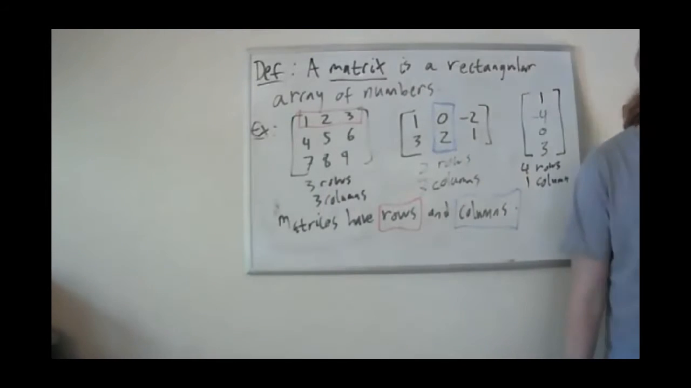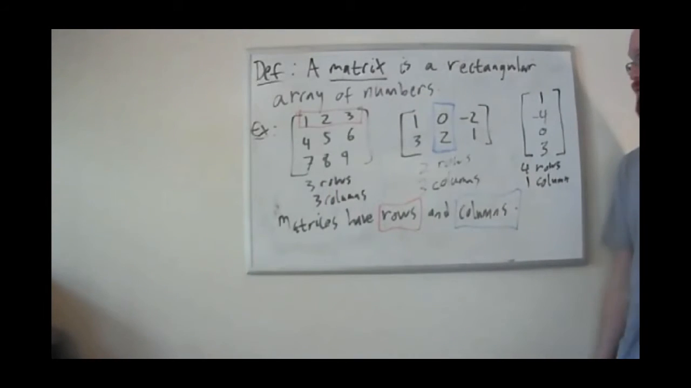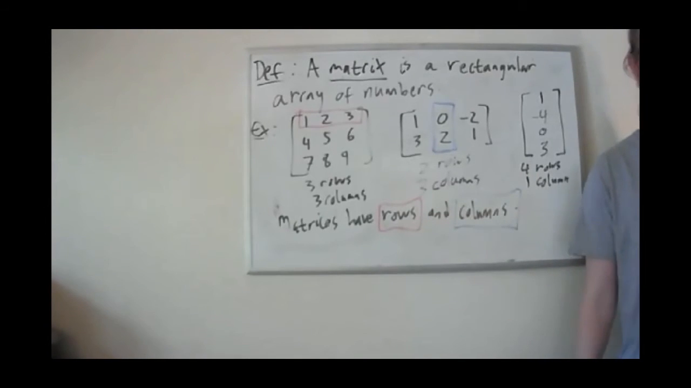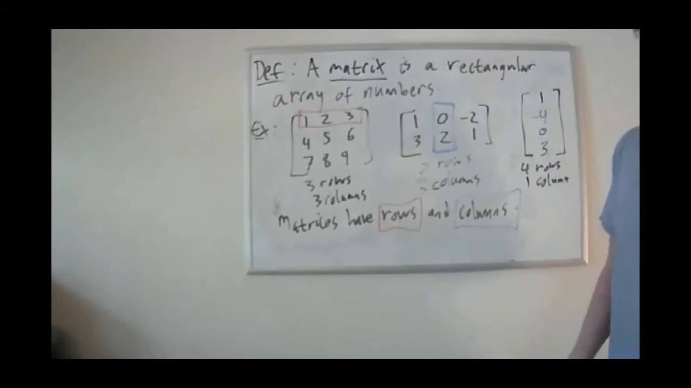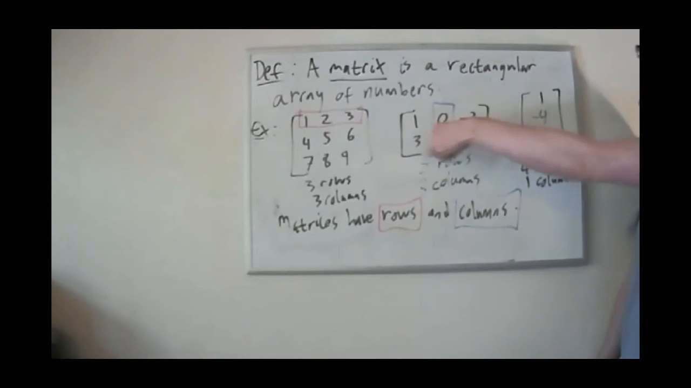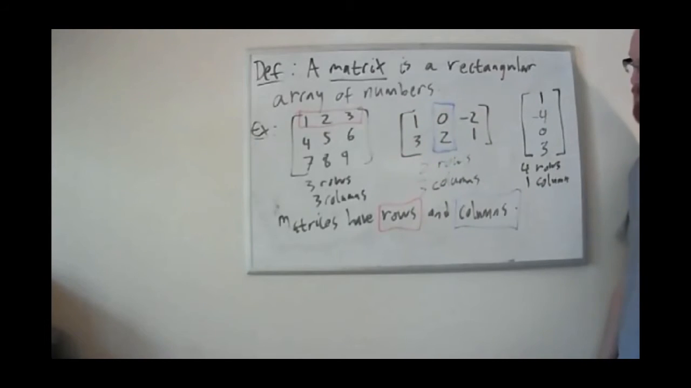There we go. So here's some basic vocabulary about matrices so far. It's the idea of rows and columns. So I will use these words all the time, so it's good to get comfortable with what they mean. A matrix is just a rectangular array of numbers. We're going to write them this kind of way.